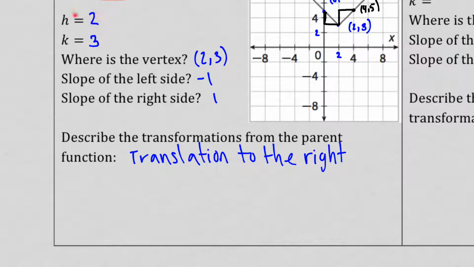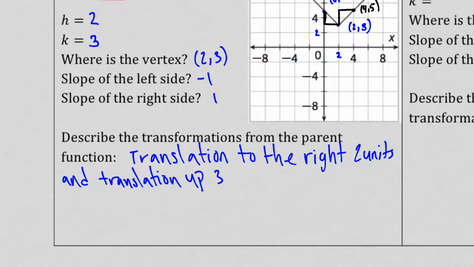This one is a horizontal movement. That means left or right. If it's negative, it's left. If it's positive, it's right. So translation to the right, 2 units. And the k, which is 3, also makes a translation. And translation up 3 units. Why up? Because it's positive. If it was negative, it would mean down. So translation to the right 2 units and translation up 3 units. And that's it. You're done.